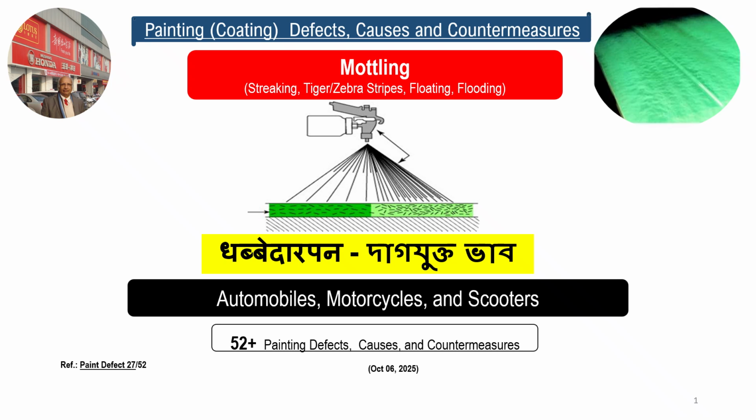Once again, we shall be talking about another important painting defect, that is mottling, sometimes known as streaking, tiger stripes or zebra stripes, floating and flooding, etc.